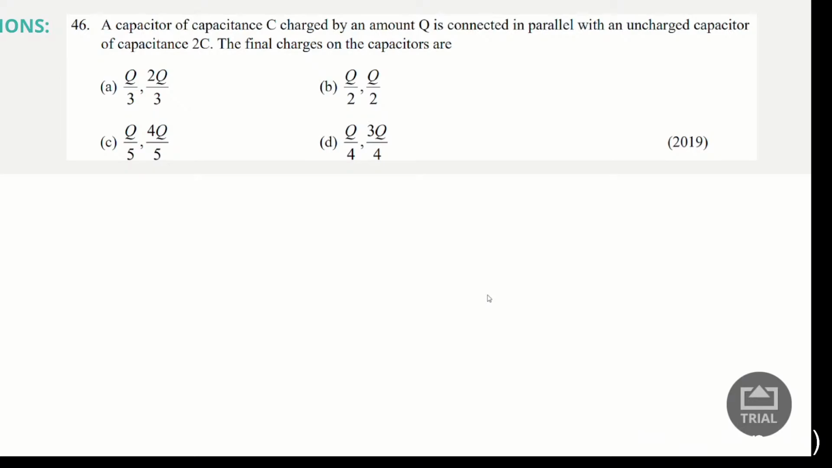Sir, I just added, because parallel capacitors are the same as series resistors, and then divided the individual charges. I don't know if this method is correct. Okay, okay, good. Let's see. Good try. What about others? Which way did you get the answer? Do tell me.